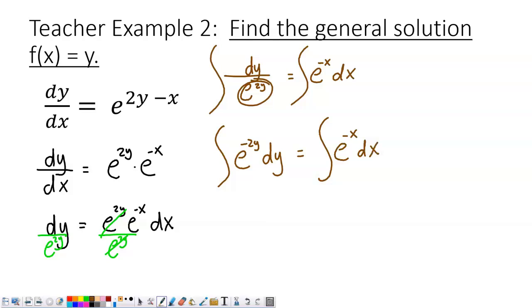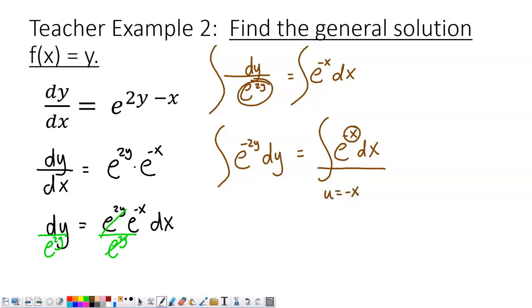Okay, now I'm going to do one side, and I'm going to let you guys do the other side, okay? I'm going to do this side over here, and then I'm going to let you guys pause the video and try to do the left side. So, for the right side, how do we do this? Well, it's a u sub problem where we're going to let the exponent equal a u.